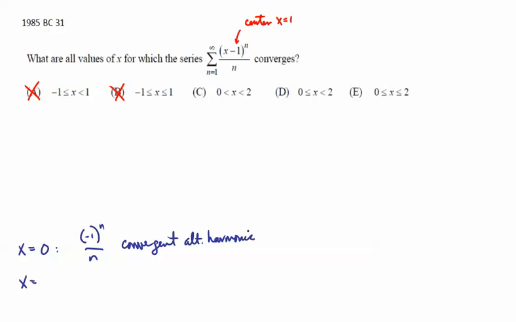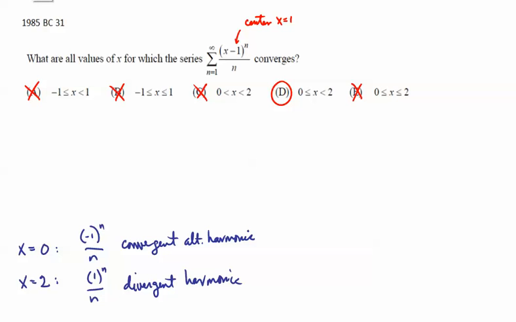And at x equals 2, we're going to get positive 1 to the n over n, and that is the divergent harmonic. And so, just like that, we can tell that this series will converge at the left endpoint. So, it must converge at 0. But it diverges at the right endpoint, and so our answer is D.